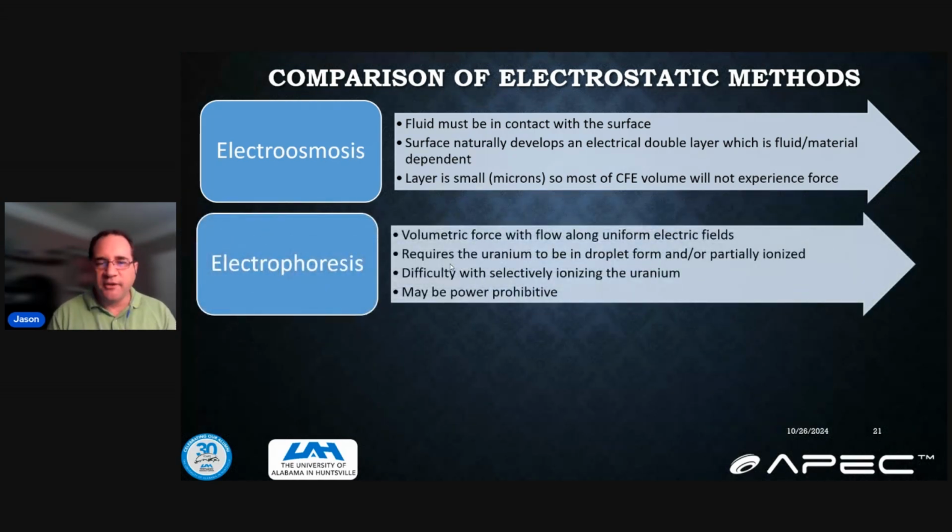There's another one called electrophoresis, which is a volume force, but it requires... okay, there's a statement in here about uranium. We were at a conference talking about how we could pull uranium vapor out of a hydrogen stream for a special NTP system, and I forgot to get rid of that. I apologize for the confusion there.